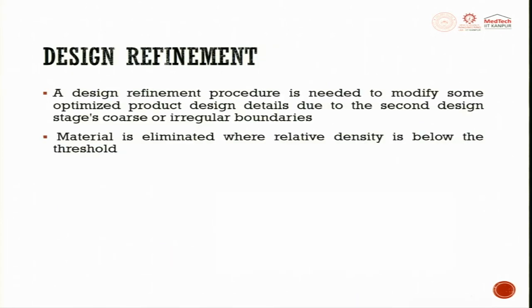Then design refinement is one of the steps always. When we have gotten the design in the previous flow chart, we try to refine the design as well. So a design refinement procedure is needed to modify some optimized product design details due to the second design stage's coarse or irregular boundaries. Material is eliminated where relative density is below the threshold, as we have seen in the example of the bottle cap opener.